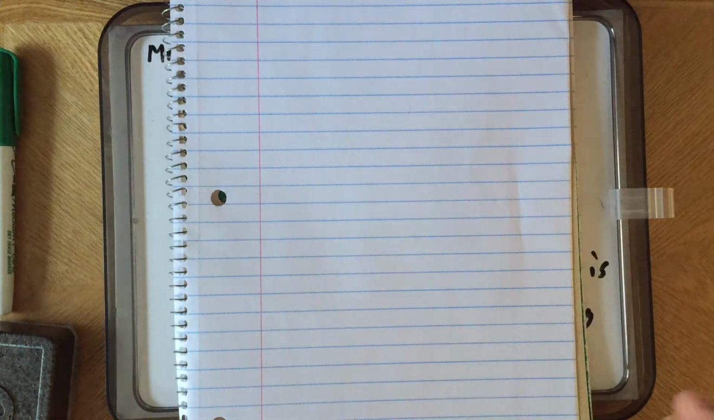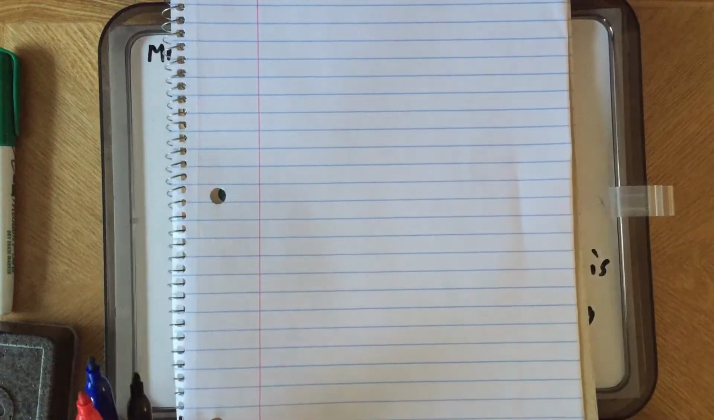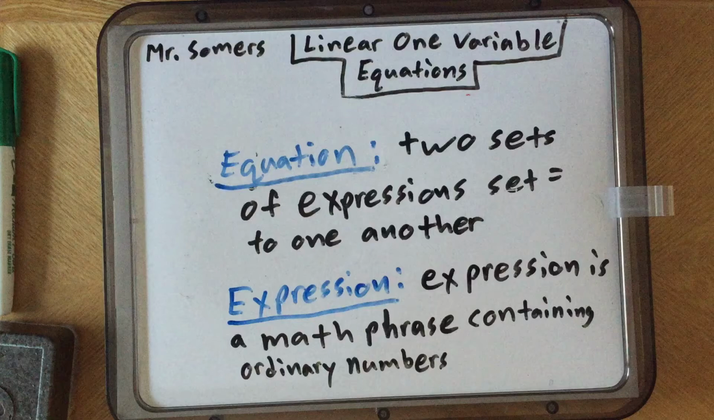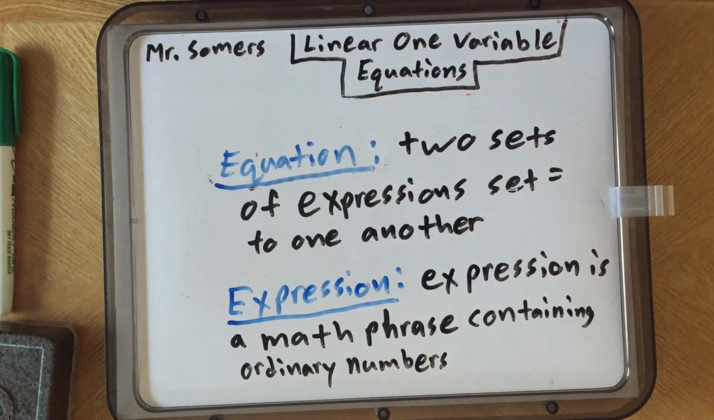So first things first, let's break out our notebooks and open up to a nice clean page, and we'll start taking some notes for tomorrow's flipped class activity. Let's discuss what we're going to do in this lesson and what our goals are. We're going to define an equation, talk about what a variable is, what a constant is, and what a solution to a linear equation looks like, and how to check the solution to see if it actually completes the equation.